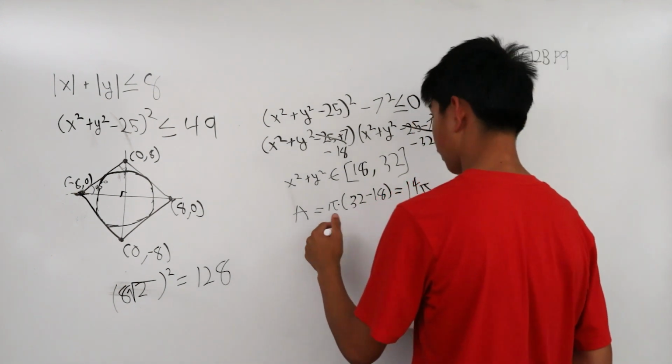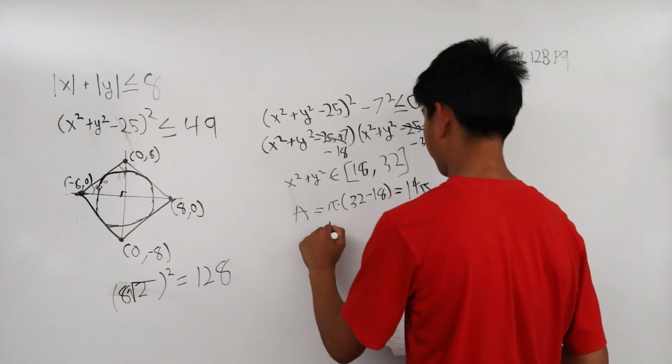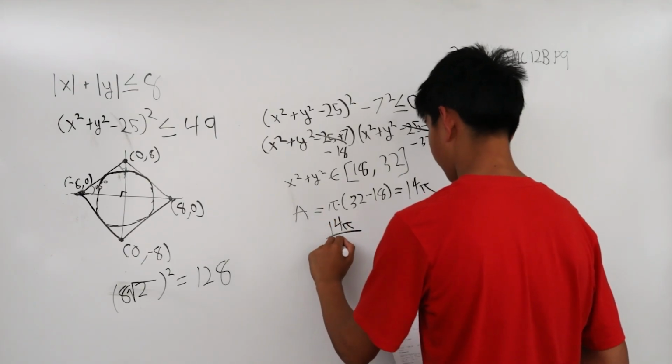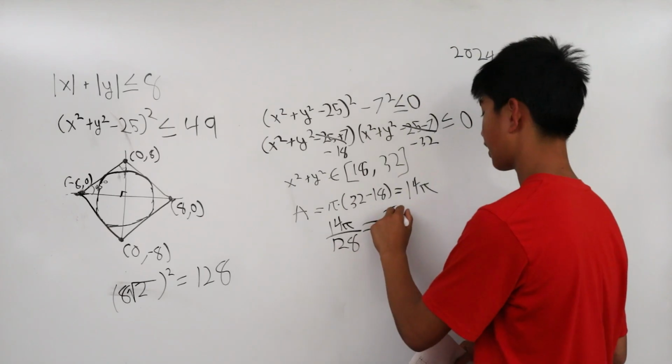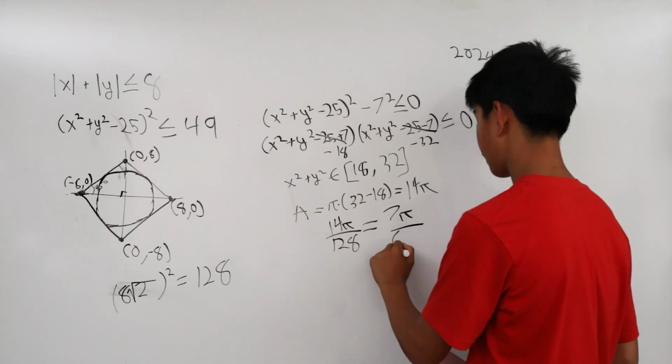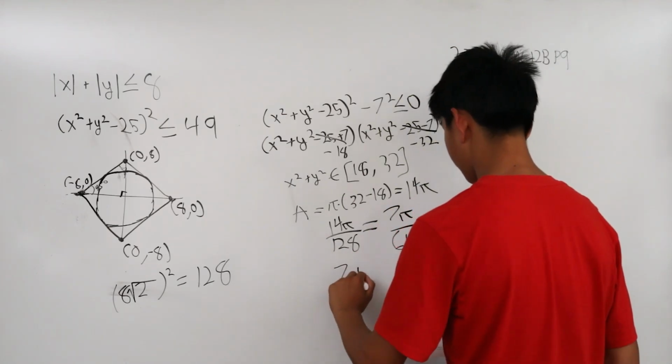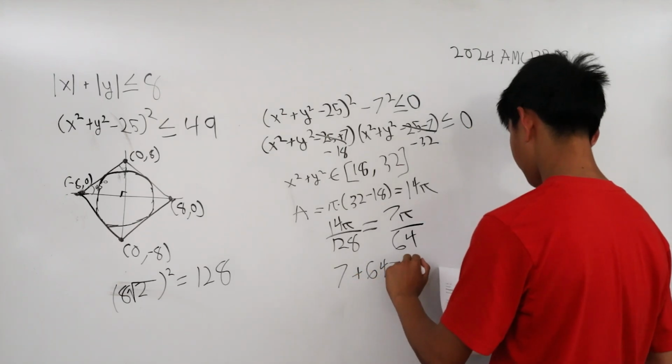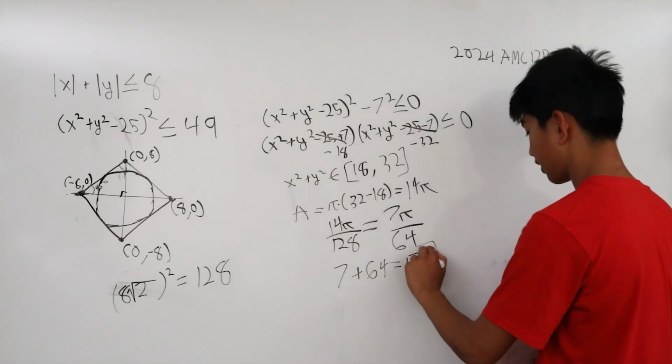So now our desired area, 14 pi over 128, simplifies to 7 pi over 64. So 7 plus 64 is 71, and that is our answer.